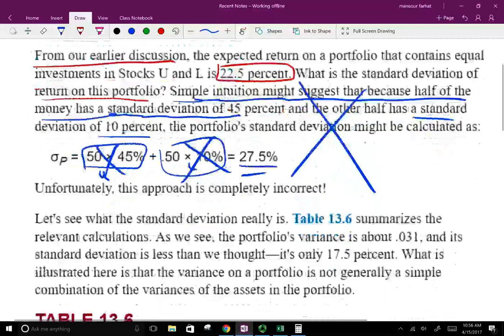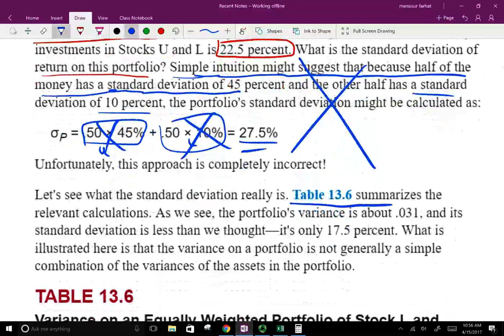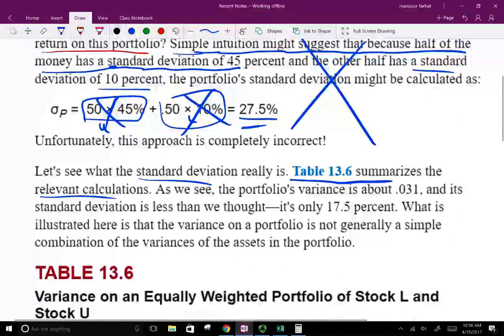Table 13-6 summarizes the relevant calculation for the standard deviation. As we see, the portfolio variance is 0.03 and its standard deviation is less than what we thought. It's only 17.5, and we're going to look at the calculation. This is a good illustration of why portfolios are important for investors. What's the benefit of the portfolio? Let's look at the mechanics first, then we'll discuss this.